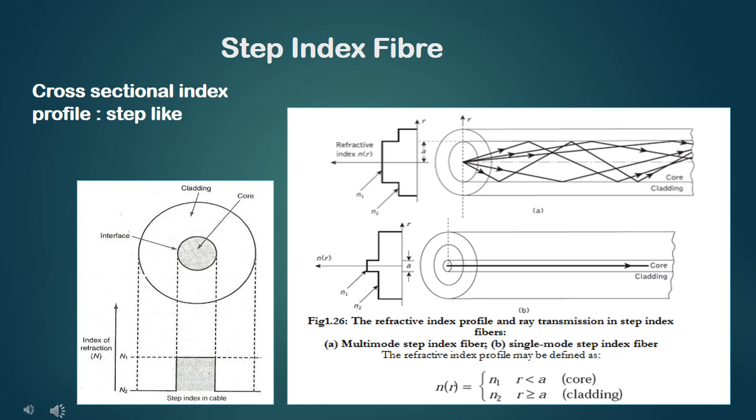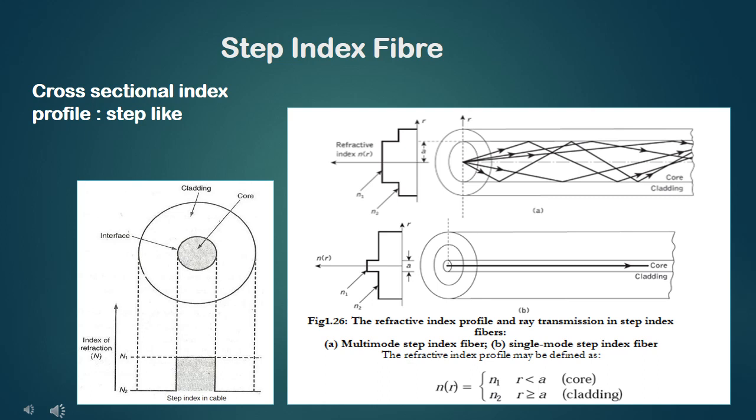Now a step index fiber is characterized by a core having a nearly constant or uniform refractive index n1 throughout its bulk area. It is surrounded by a thin layer of cladding having a refractive index, n2, lower than the core. The refractive index decreases from n1 to n2 abruptly at the core-cladding interface.